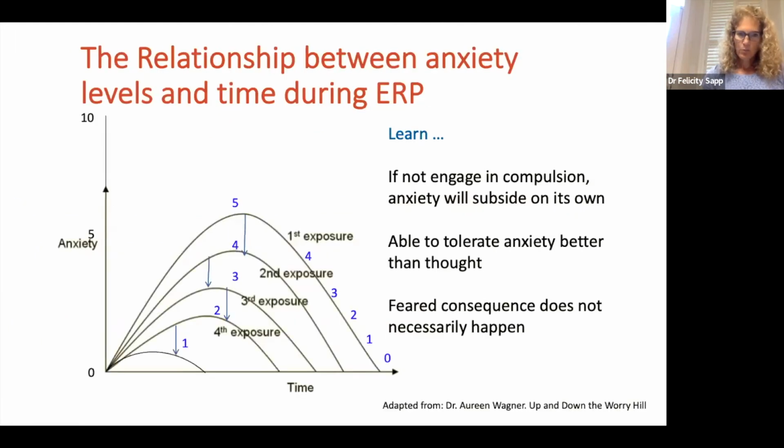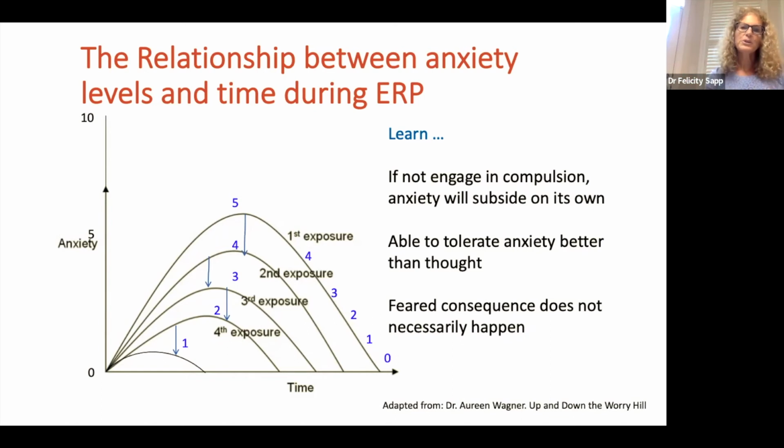So the way that ERP works is that relationship between anxiety and time, the fact that anxiety is going to come down if we don't do anything to feel better. And so basically, as we're doing ERP, the youth is learning that if I don't do my compulsion, that anxiety comes down all by itself. They also learn that, I didn't really like that, but I can actually tolerate that anxiety better than I thought I could. And finally, they learn that whatever it is they're afraid of does not necessarily happen. It could happen, which is why we sit with that uncertainty.